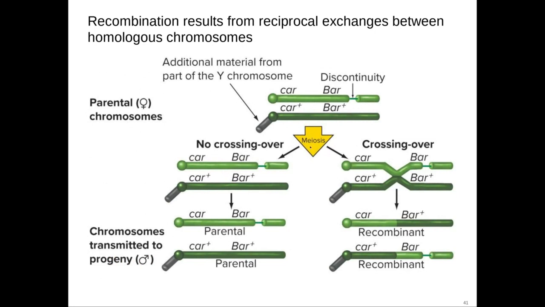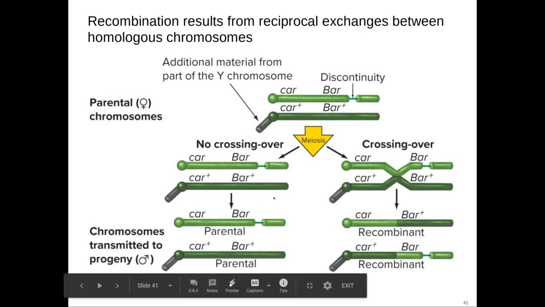So we have parental chromosomes, females. We have genes car and bar, and there's this discontinuity here, so no genetic information. Now, meiosis occurs. If there was no crossing over, we'd have car bar and then the parental car plus and bar plus. So the chromosomes were directly transmitted to the progeny, so nothing different, right? There's no mixing of traits here.